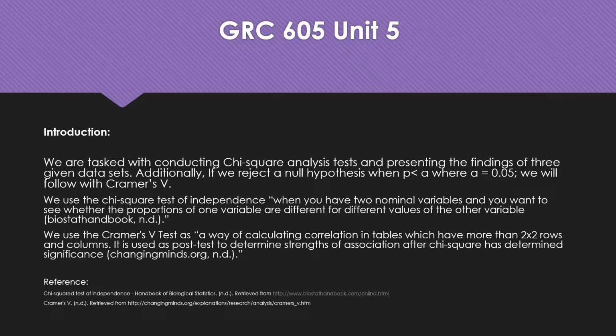We use the chi-square test of independence when you have 2 nominal variables and you want to see whether the proportions of one variable are different for different values of the other variable. We use the Cramer's V test as a way of calculating correlation in tables which have more than 2 by 2 rows and columns. It is used as a post-test to determine strengths of association after chi-square has determined significance.